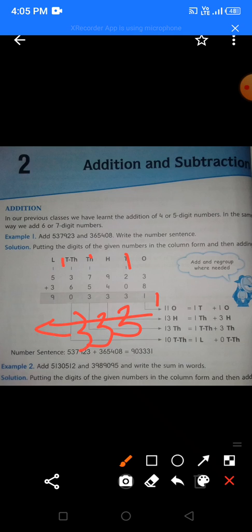Again 3 here. 1 plus 1, 2. 2 plus 3, 1 plus 3, 4. 4 plus 6, 10. Again 1 and carry here 1. Then 5, 1 plus 5, 6, 6 plus 3, 9. This is how you get the number.